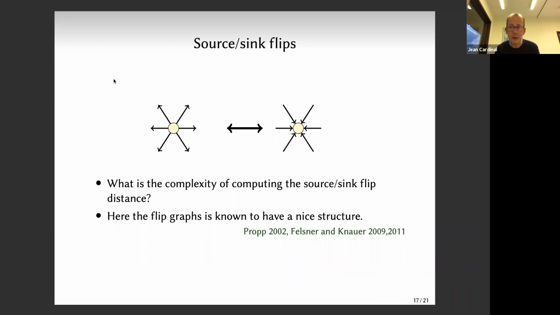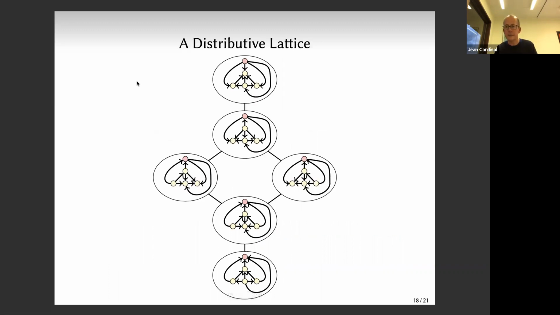Now there's a polynomial time algorithm, okay? Because you restrict to those simpler flips, you don't look at directed cuts of any size, just of size 1. You just do source and sink. The reason why there's a polynomial time algorithm is that there's a very nice structure on top of the flip graph. It is a distributive lattice.